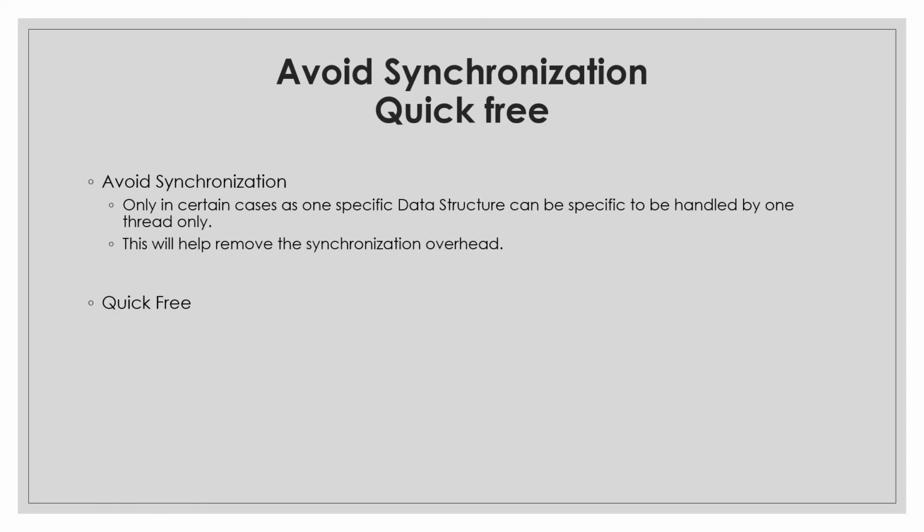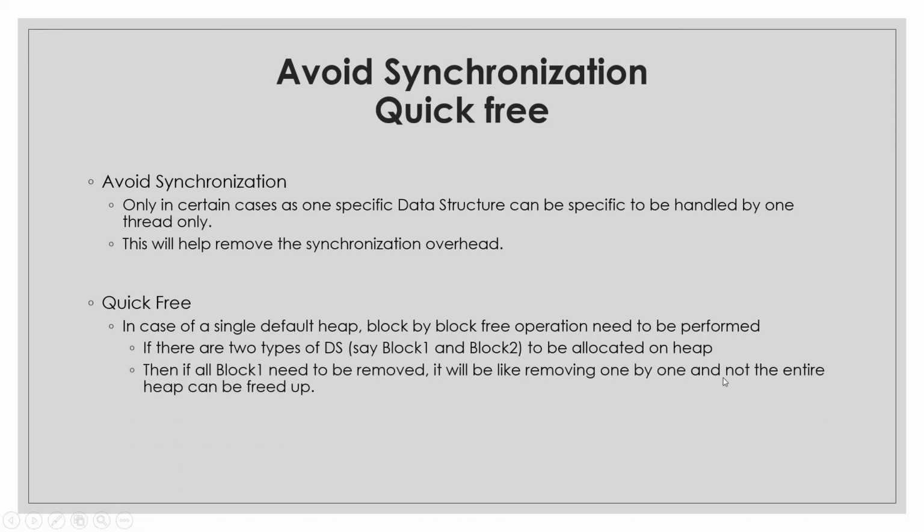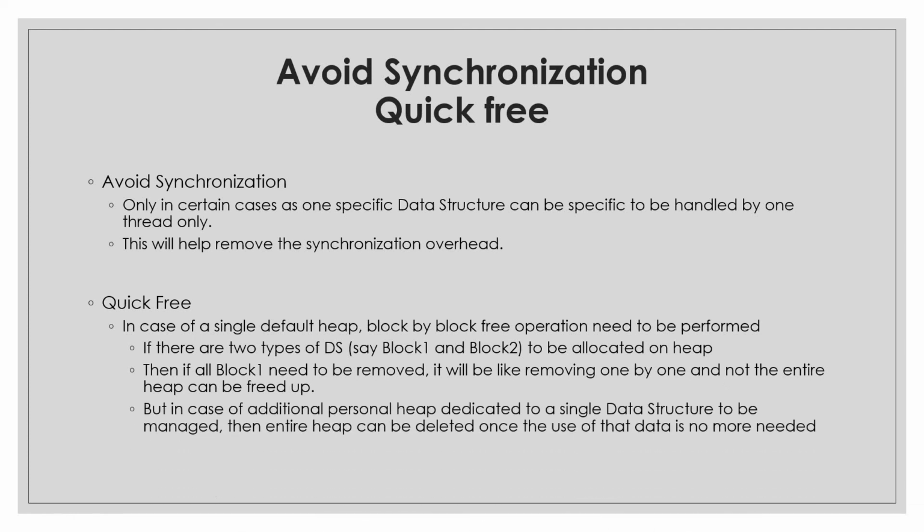Now let's talk about the quick free. It's the same as I discussed in the beginning. In case of a single default heap, block-by-block free operations need to be performed. If there are two types of data structures, say block 1 and block 2, allocated on the heap, and block 1 needs to be removed, it will be removed one by one and the entire heap cannot be freed up. But in case of an additional personal heap dedicated to a single data structure, the entire heap can be deleted once the use of that data is no longer needed.